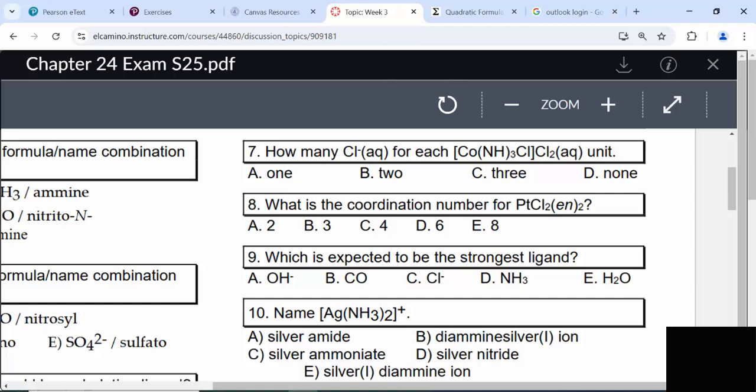Chloride, not really. Ammonia, weak. Water, no. So carbon monoxide. But what makes carbon monoxide such a powerful base? It's got an unusual Lewis structure. What was unusual about carbon monoxide's Lewis structure?